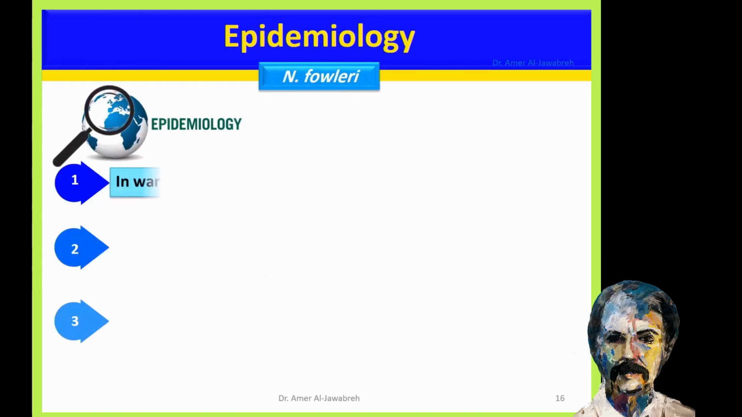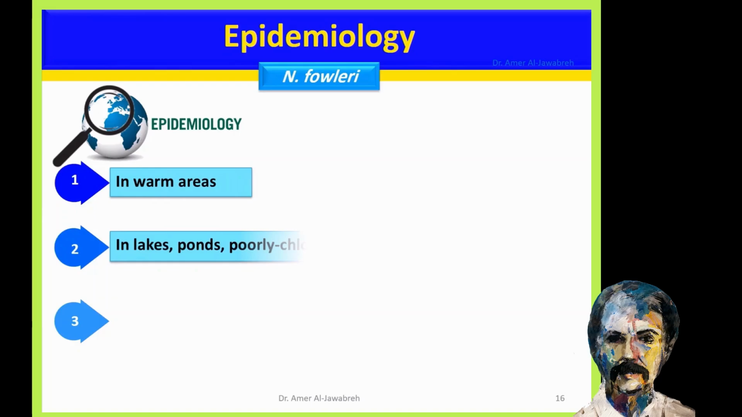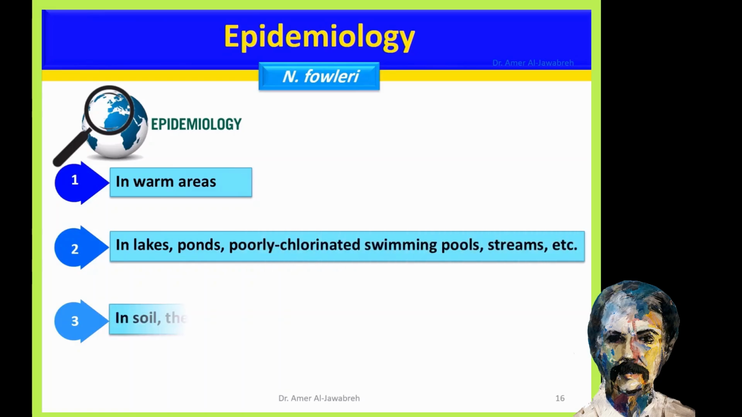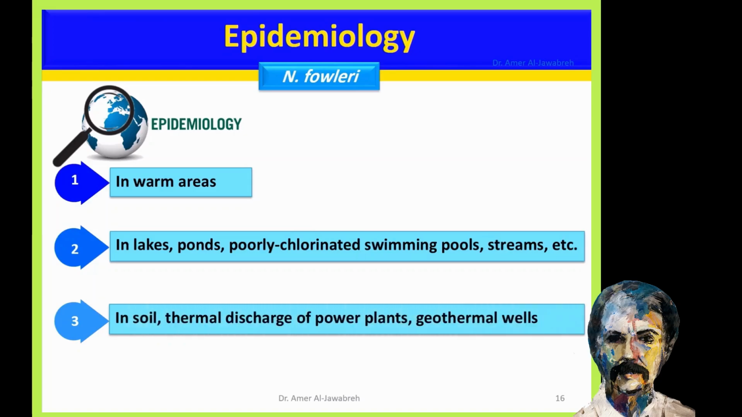Epidemiology. In warm areas, so this is a very general word, the knowledge about this is scarce. In lakes, ponds, poorly chlorinated swimming pools, streams, small rivers, in soil where there is thermal discharge of power plants and geothermal wells. It looks like it likes heat and electrical fields. Looks so.